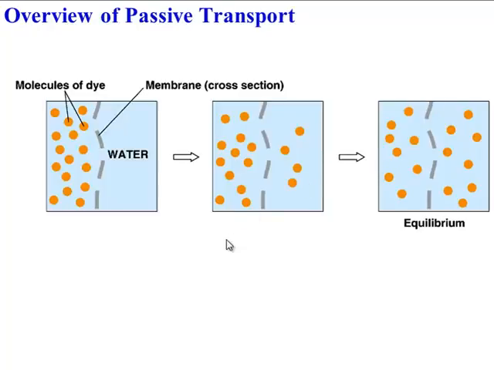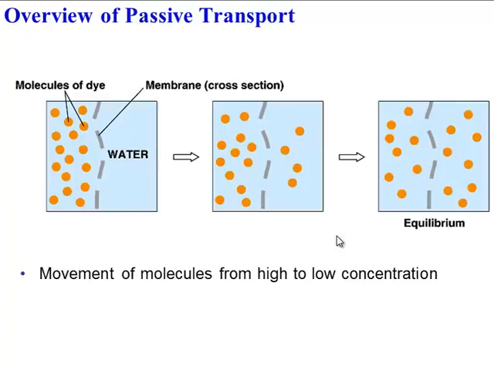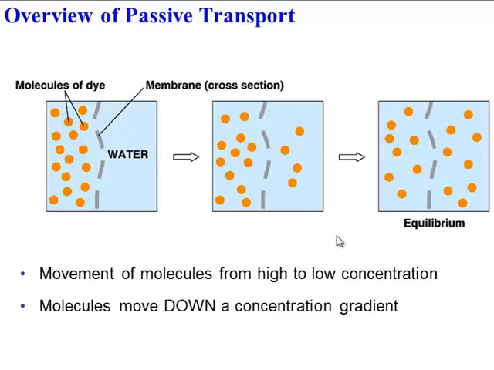In general, during passive transport, molecules move from an area of high concentration. In this particular picture, they're all on the left side of the membrane, and they will slowly move to the area of low concentration until the molecules reach equilibrium and there's an equal concentration on either side of the membrane. Another way of saying that molecules move from high to low concentration is that molecules move down a concentration gradient. Again, down from high to low concentration. And this process happens naturally, and so no energy is needed.